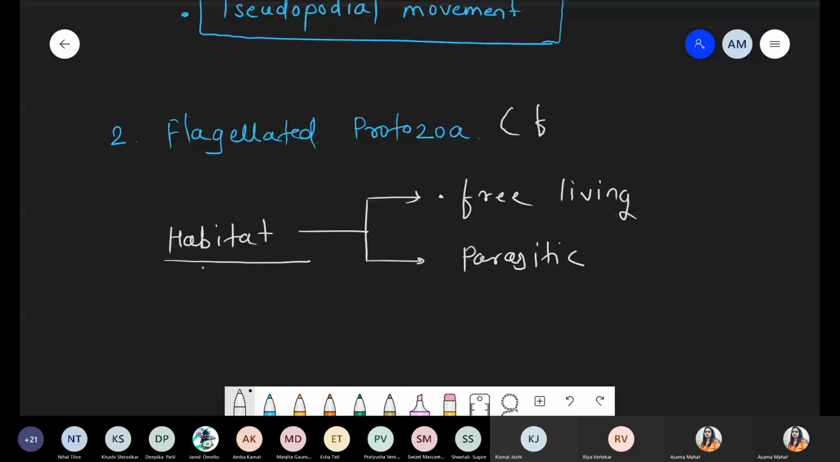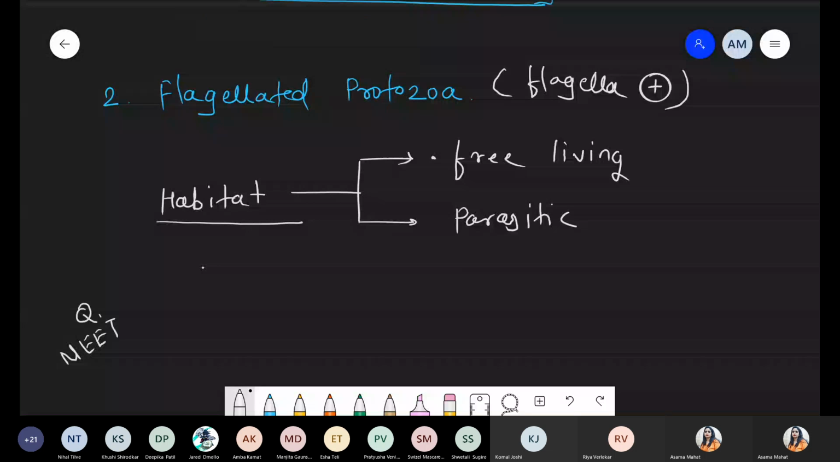It means that typical protozoa have flagella. So in their body, flagella are present. For the present, I'm giving the simple plus sign. Okay, flagella present. Now, one question. These flagellated protozoa, an example of a flagellated protozoa we are talking about is Trypanosoma.